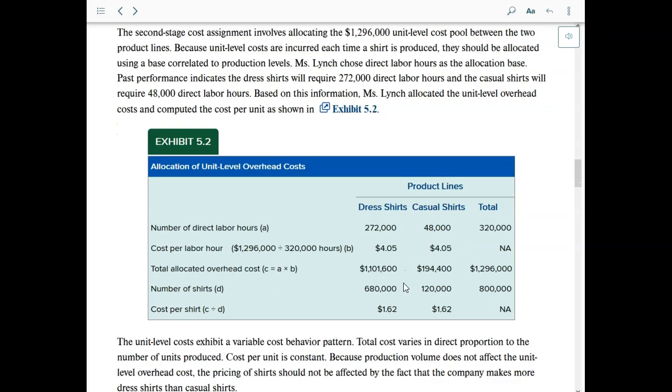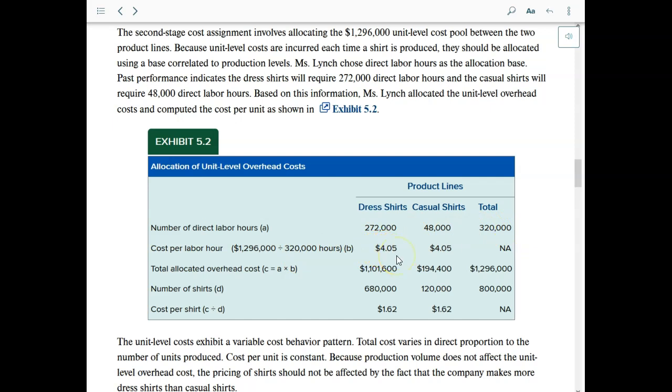What we're going to do then is divide this based on direct labor hours. The accountants and management decided, looking at all information, probably direct labor hours would be the best way to allocate this. So during the year, the dress shirts used up 272,000 direct labor hours. The casual shirts only 48,000 hours. Well, if we take the cost allocated to this cost center and divide by total hours, right here, 320,000, it's $4.05 per hour.